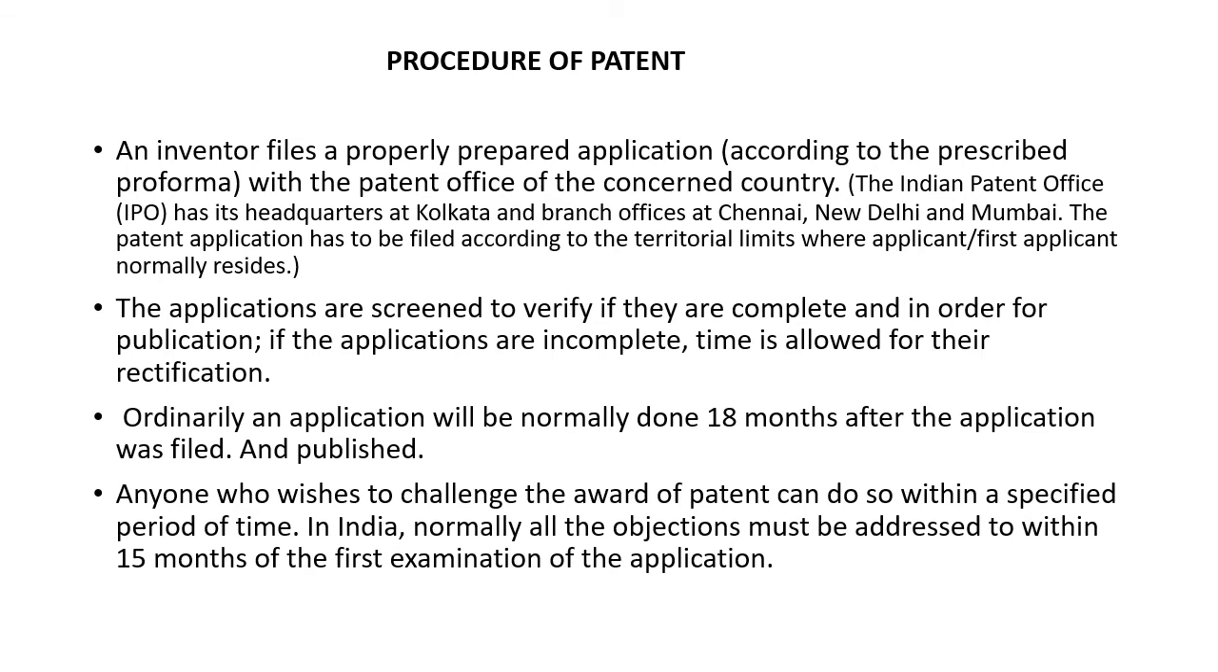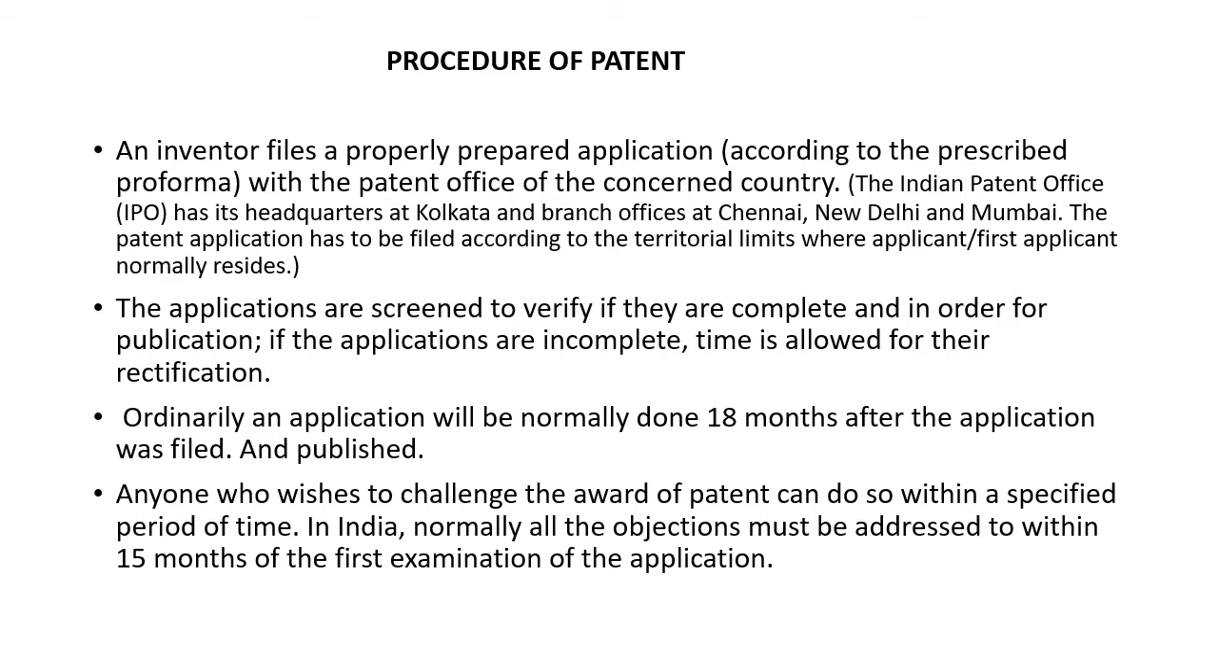Next, about the procedure of a patent, how one can gain a patent. An inventor files a properly prepared application according to the prescribed proforma with the patent office of the concerned country. So we have to fill the application according to the standard rules, and then file it in the patent office of the concerned country. If it is in India, the Indian Patent Office has its headquarters at Kolkata and branch offices at Chennai, New Delhi and Mumbai. The applicant has to file the application according to the territorial limits where the applicant, or if there is more than one applicant, where the first applicant normally resides. So if a person belongs to Chennai, he has to file it in Chennai, or if the person belongs to Mumbai, he has to file it in the Mumbai Patent Office.